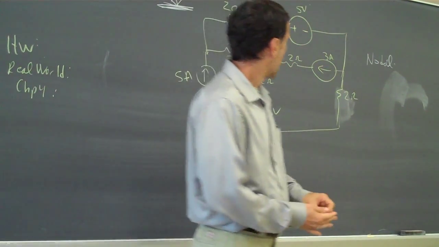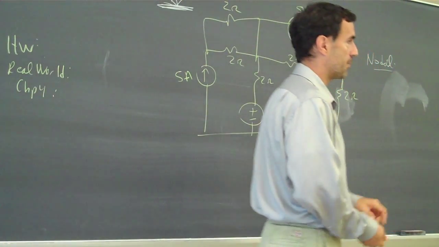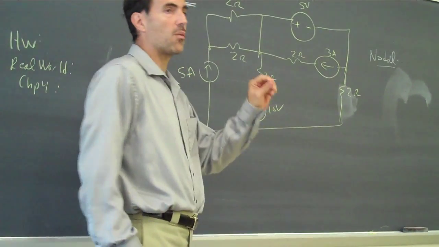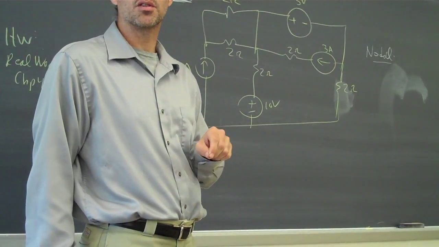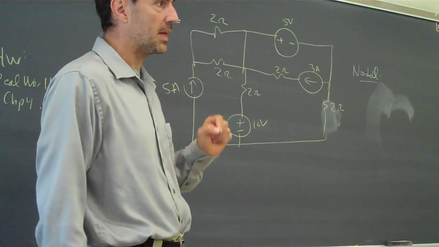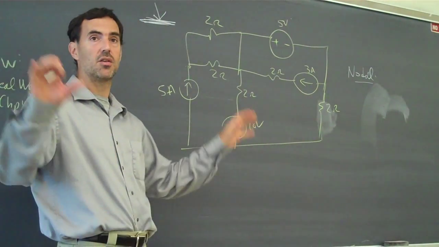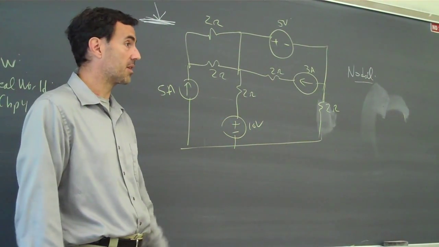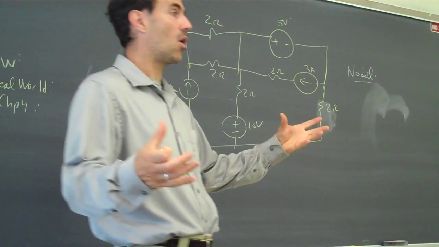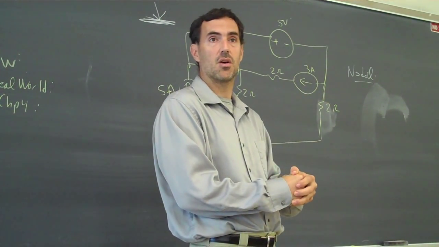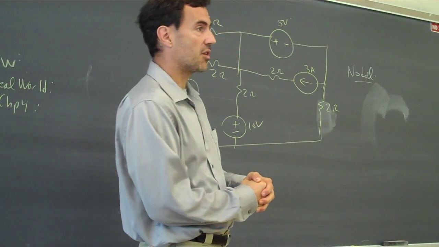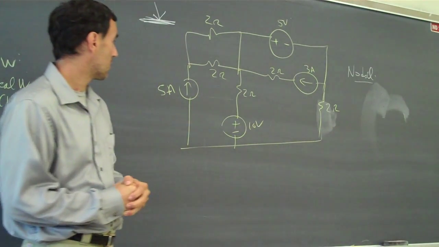From a nodal analysis perspective, would I rather have all current sources or all voltage sources? What would be easier for you, do you think, if I'm going to do only a nodal analysis? Current. Current, I agree. Because the idea of nodal analysis is I say all the currents coming into a node add up to 0. So the current sources are easier to work with than voltage sources.